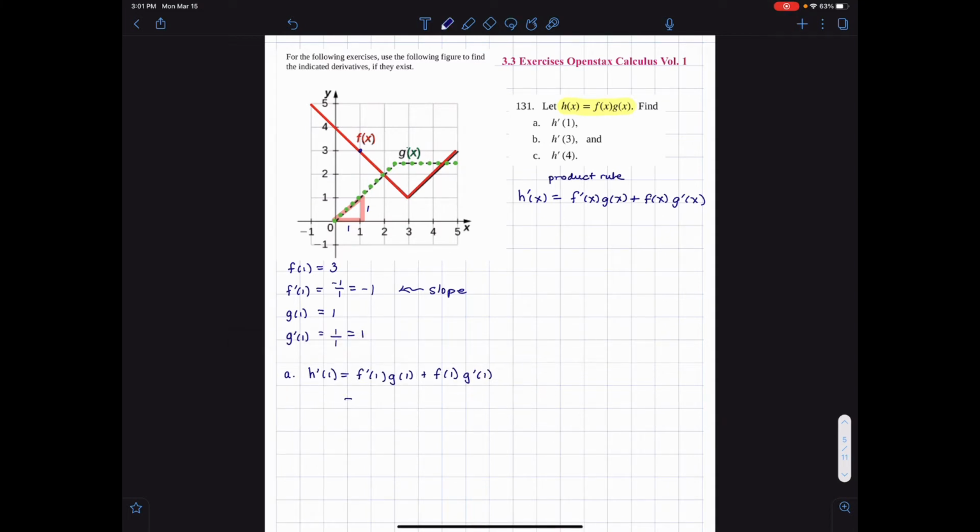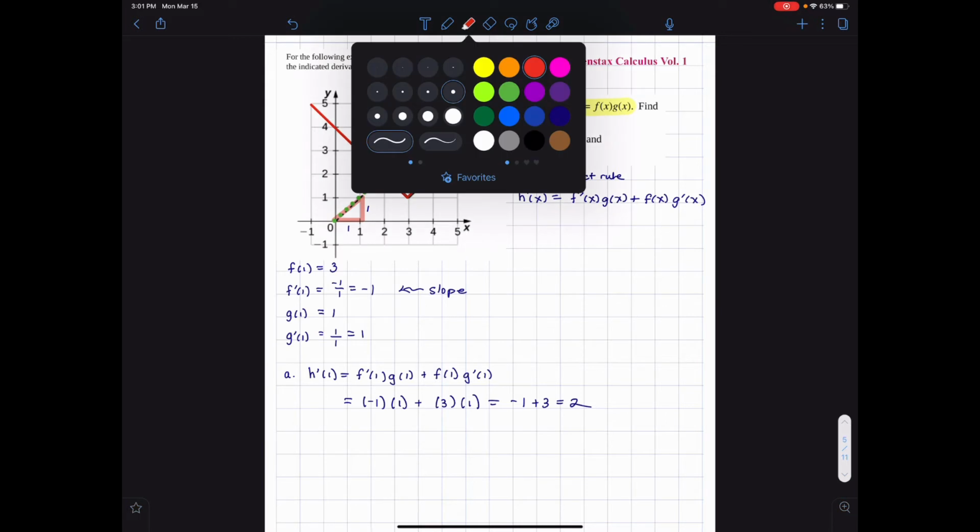f prime of 1 is -1. g of 1 is 1. f of 1 is 3. g prime of 1 is 1. So this makes -1 plus 3, which is 2, if I did everything right.